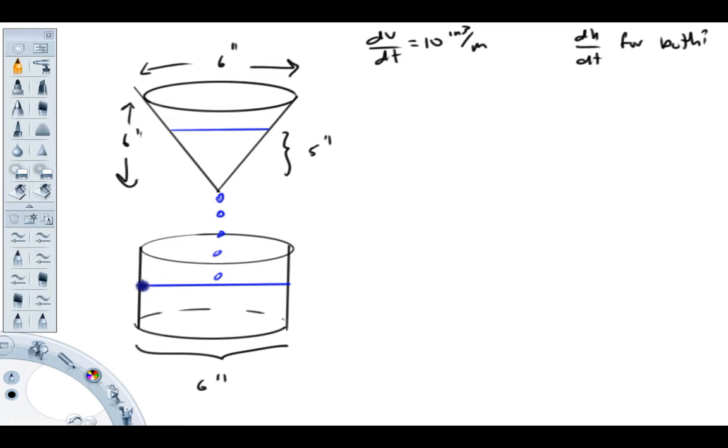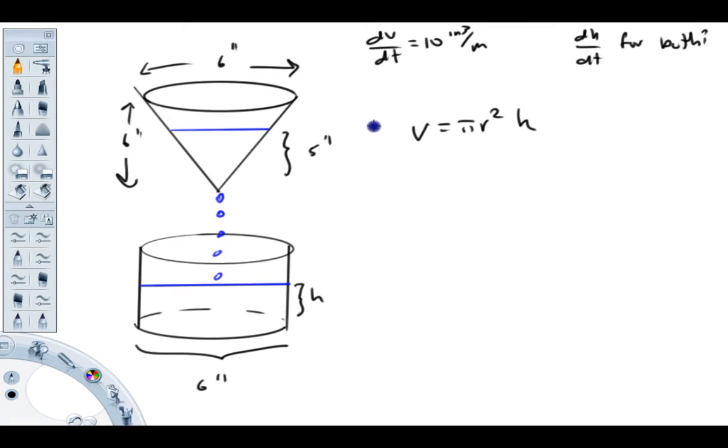This blue line is representing the water level or coffee level, and this shape is cylindrical. The volume of a cylinder is pi r squared times the height, and the height is what I'm calling h. We know that the volume of this is increasing at 10 cubic inches per minute, given in the problem. We're looking for how fast h is increasing.